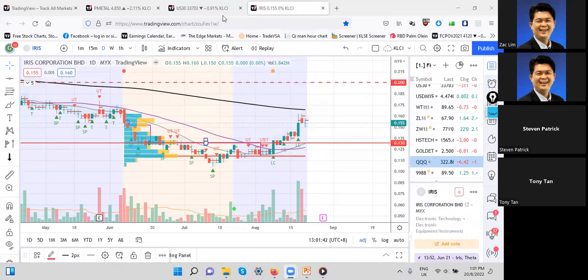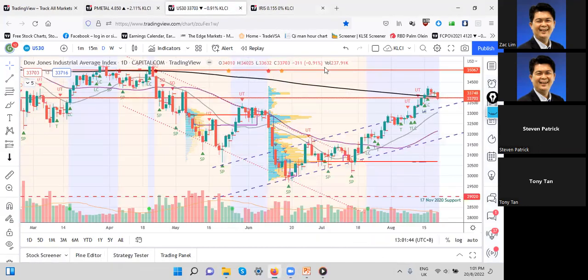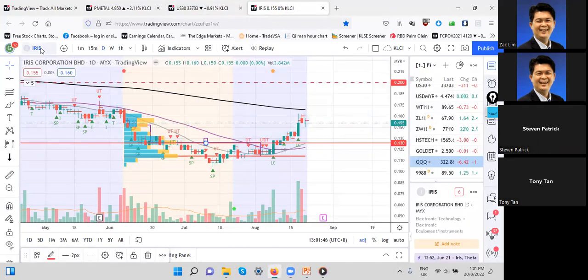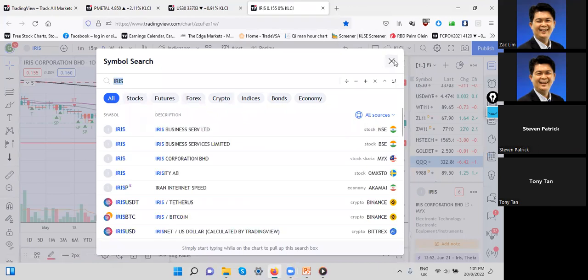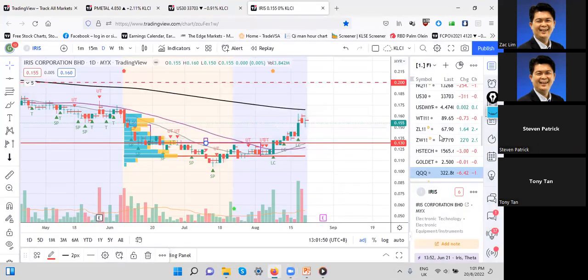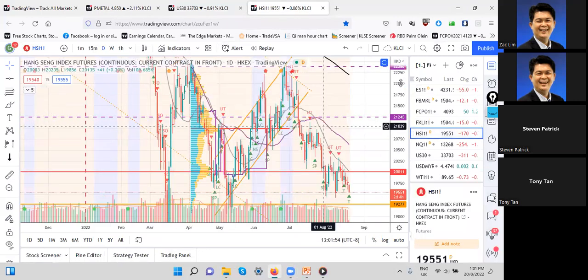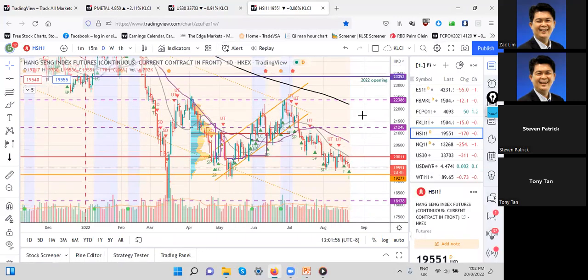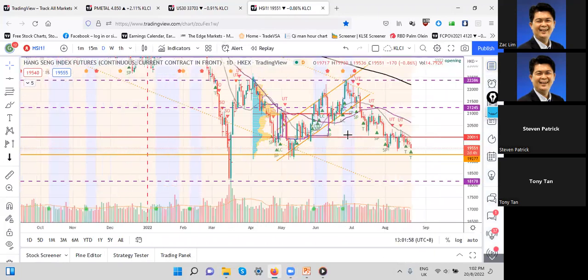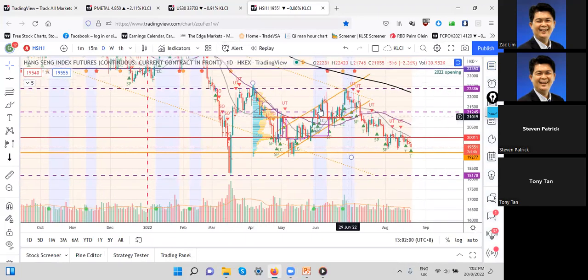I will go for Hang Seng Index. Okay, Hang Seng Index is quite more interesting because it already dropped, but is it going to drop furthermore? Okay, so actually Hang Seng Index now is quite dangerous.